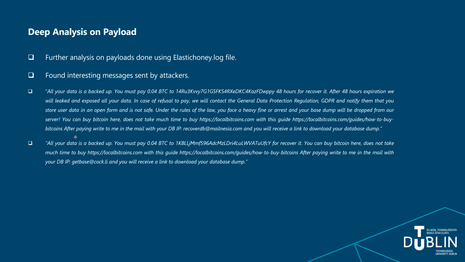The next message is a kind of Bitcoin demand again, but different from the GDPR one. It also says that the data has been backed up, and the person has to pay 0.04 BTC to this address to recover it. He also explained where to buy Bitcoin and how to pay via Bitcoin. After paying, the same thing, a mail has to be sent to this ID, getbase at cork.ly, and the host will receive the database dump.